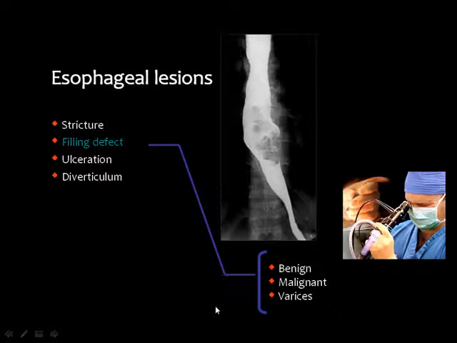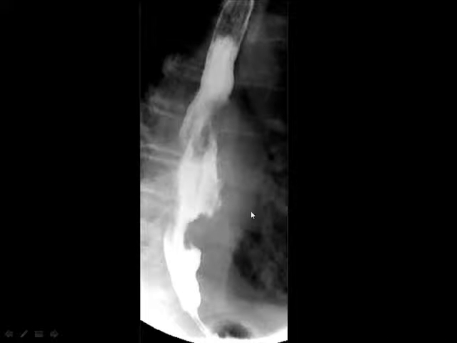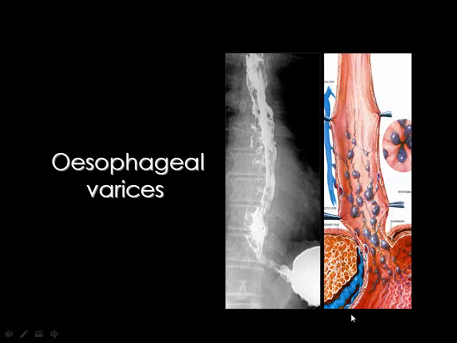Then we come to the filling defects inside the esophagus, and these filling defects represent benign and malignant lesions and also esophageal varices. And actually, whenever you look at a filling defect in the esophagus, you cannot reach the diagnosis without the help of an endoscope. And this one, because of the marked irregularity and the destruction of the esophageal outline, is considered the malignant one.